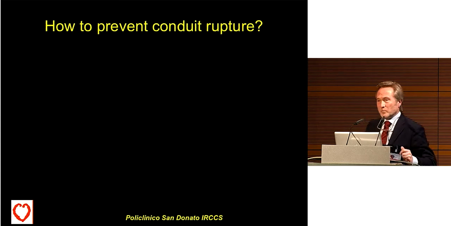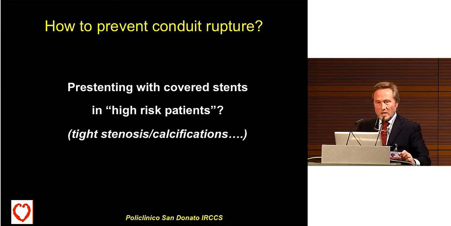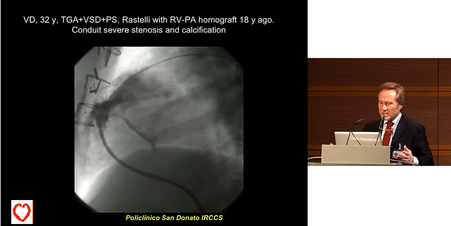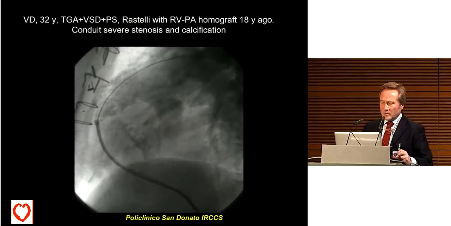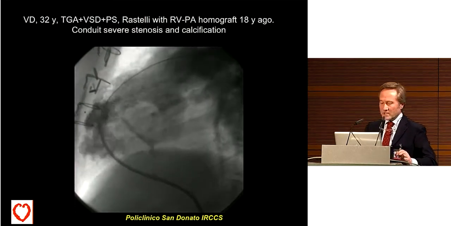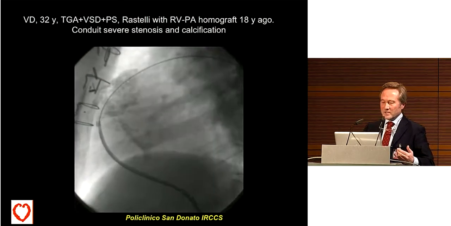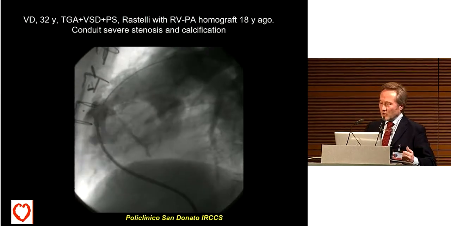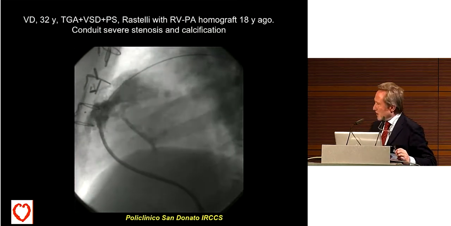So how to prevent the possible conduit rupture? Well, in my opinion, prestenting with a covered stent may be a solution or may reduce this risk significantly, at least in a subset of so-called high-risk patients, represented, for example, by patients with tight stenosis and heavily calcified conduit. Well, this is an example in our experience: a complex transposition with Rastelli, with, you see, a heavily calcified and tightly stenosed conduit, and massive calcification of the patch as well.